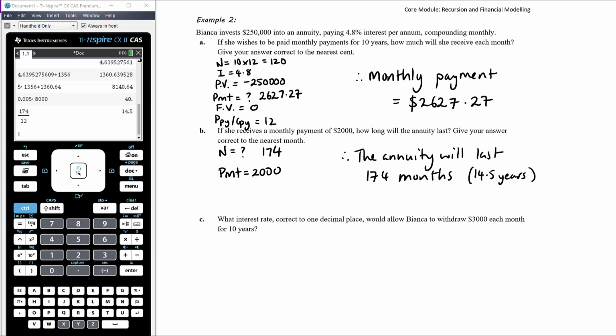Now the question asked to the nearest month, so we would leave it as 174 months, but just if we want to get a sense, we get an extra 4.5 years out of our original investment if we decide that we can manage to live on just $2,000 per month.